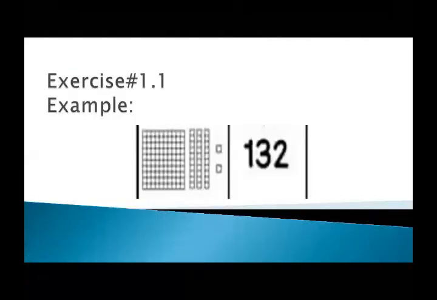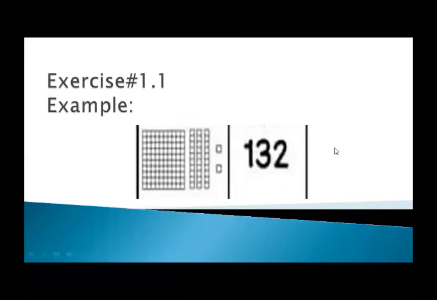Here you see, also open your books, page number 1. You will see there Exercise 1.1, 3-digit numbers review. Here you see an example: 2, 3, 1. Units, tens, 100.